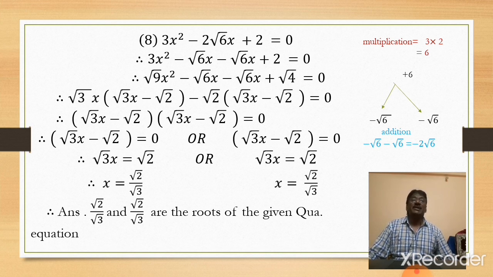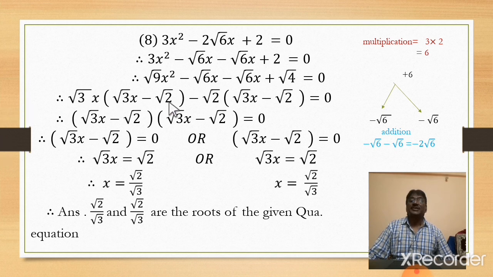Firstly, we find the multiplication number. So we take the coefficient of square term, that is 3, into constant term 2, means 3 into 2 we get 6, that is the multiplication number. Now we find out two such numbers whose addition is minus 2 times under root 6.